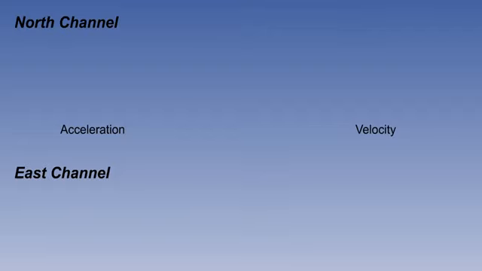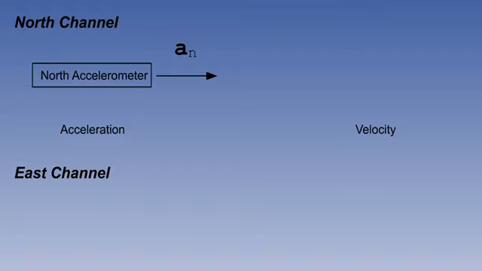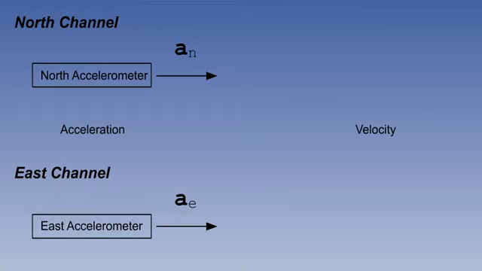The information flow in INS is organized into 2 channels, a north-south channel and an east-west channel. Each accelerometer senses accelerations, one in the north-south sense. These accelerations are labelled A subscript n here. If the aircraft accelerates southwards, that is simply a negative north acceleration. The other accelerometer senses its accelerations in the east-west sense, which are labelled A subscript e here. If the aircraft accelerates westwards, that is simply a negative east acceleration.